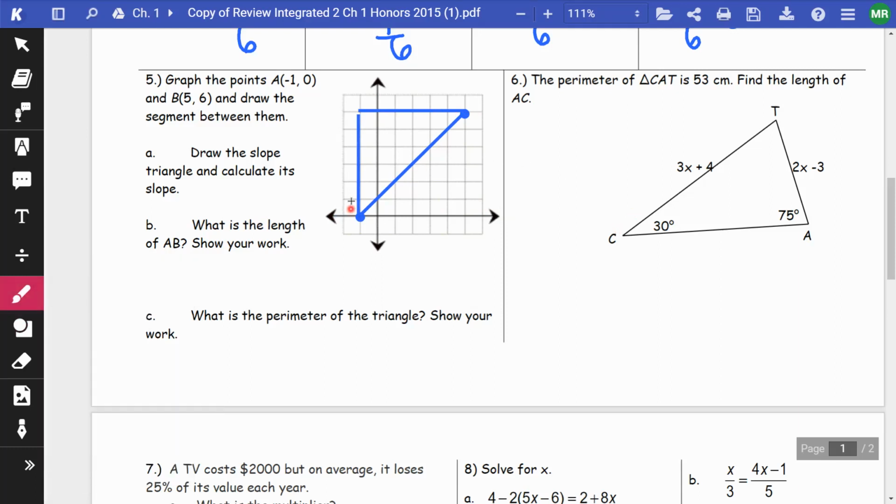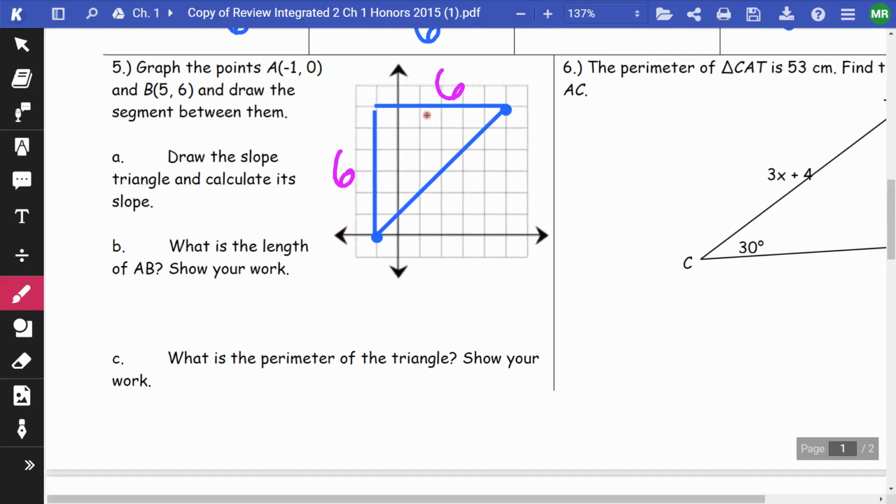that this is 1, 2, 3, 4, 5, 6. And this is 1, 2, 3, 4, 5, 6. And so slope is rise over run. This is change of y, and this is change of x. And so slope is change of y over change of x. So it's going to be 6 over 6 or 1.